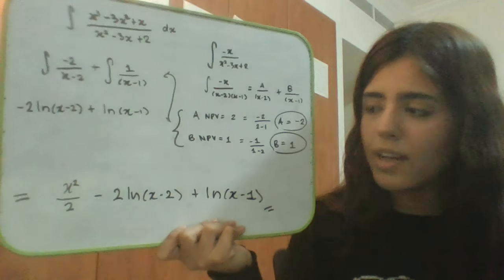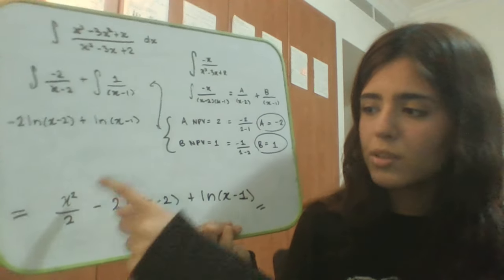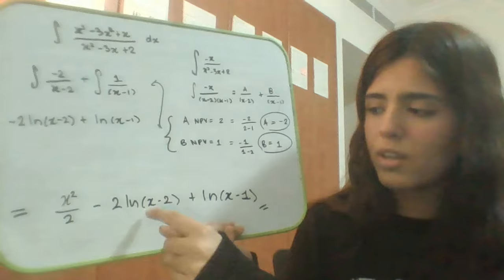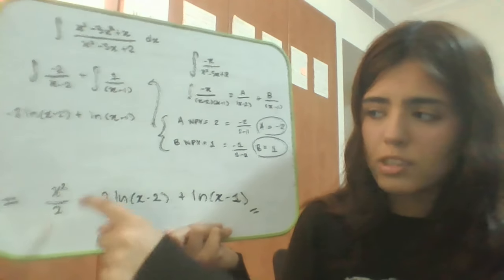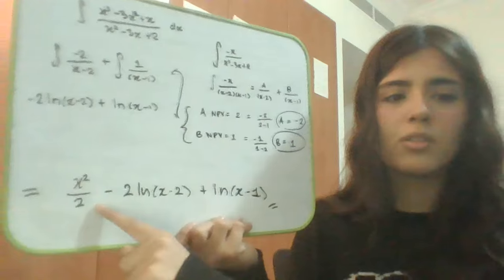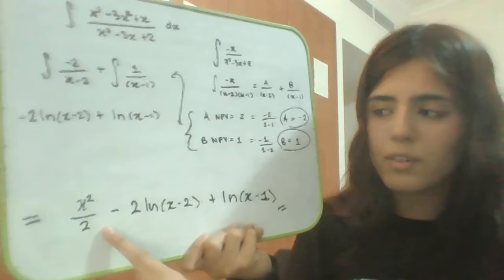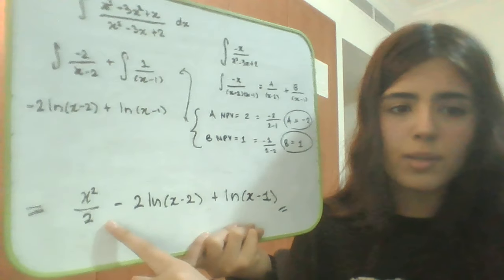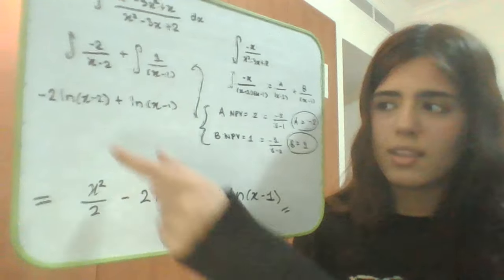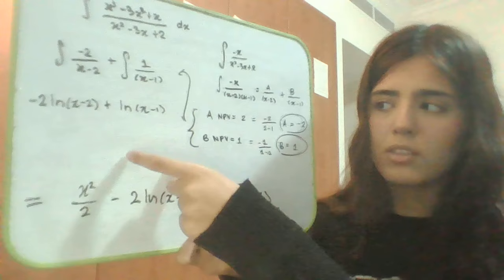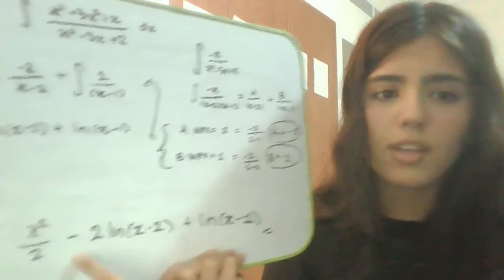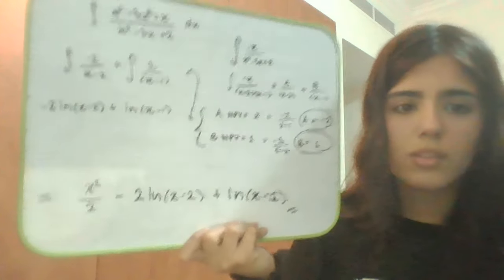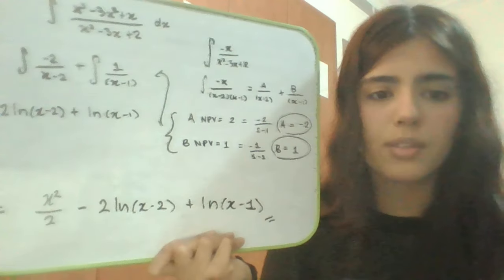So we finally have our answer. We have x squared over 2 minus 2 ln x minus 2 plus ln x minus 1. If you're confused where the x squared over 2 came from, I recommend you rewind the video and see where I got it from. But it was after the remainder theorem when we had the separate factor plus the remainder over what we divided by. So we can't forget this. So this is our final answer. If you have any questions, you can leave them in the comments.